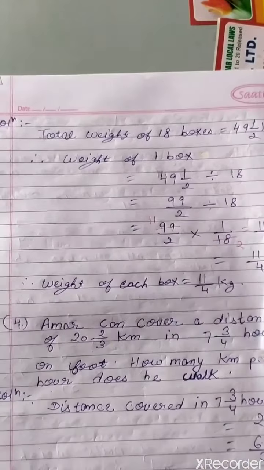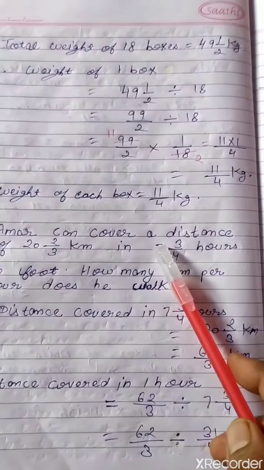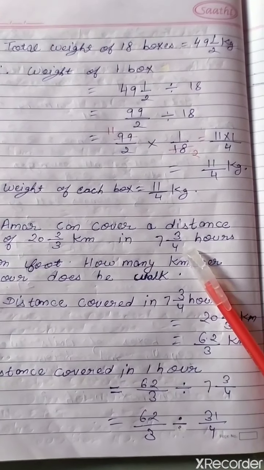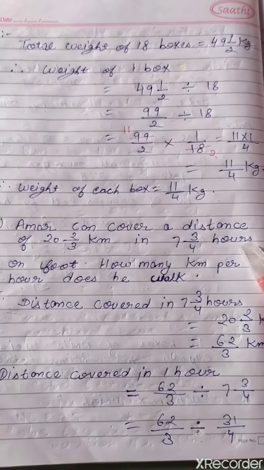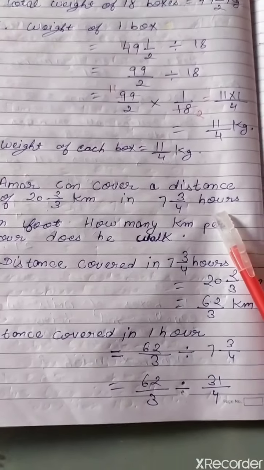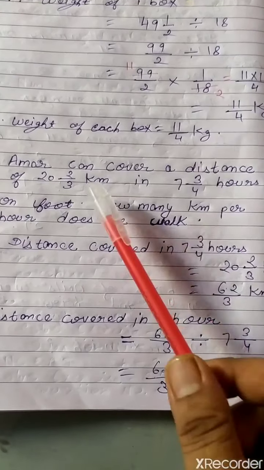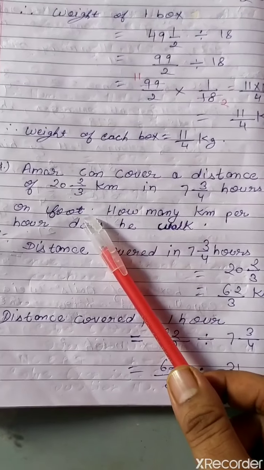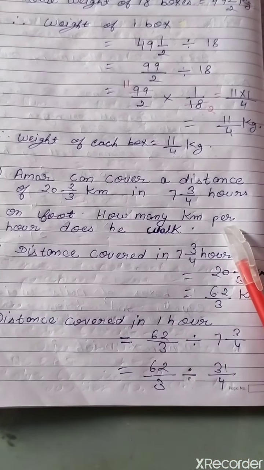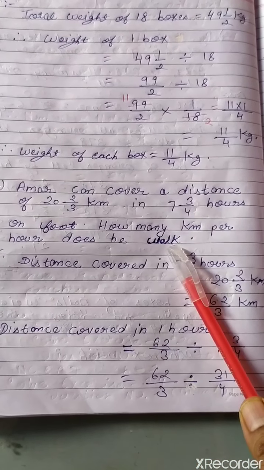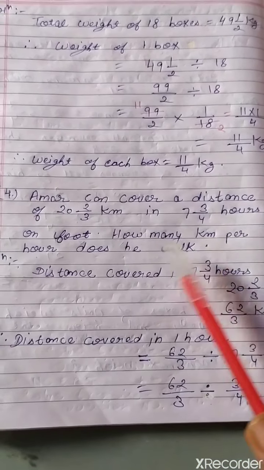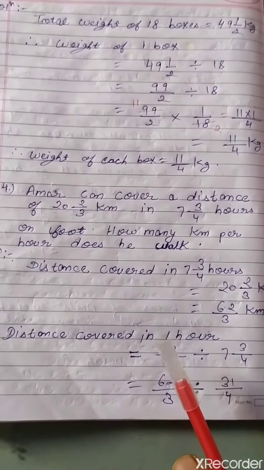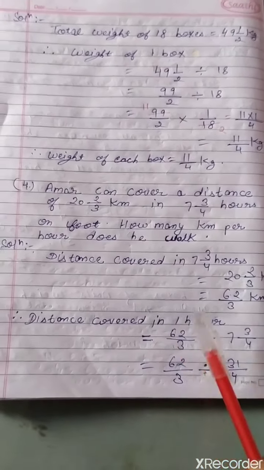Okay. Next, here it is given, Amar can cover a distance of 20 whole 2 by 3 kilometers in 7 whole 3 by 4 hours. This is the time taken. In this time he can cover 20 whole 2 by 3 kilometers on foot only. How many kilometers per hour does he walk? It is asking speed, kilometers per hour. We can use the formula, speed equals distance by time, or the unitary method also.